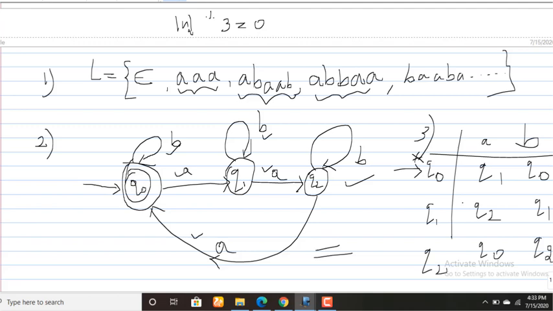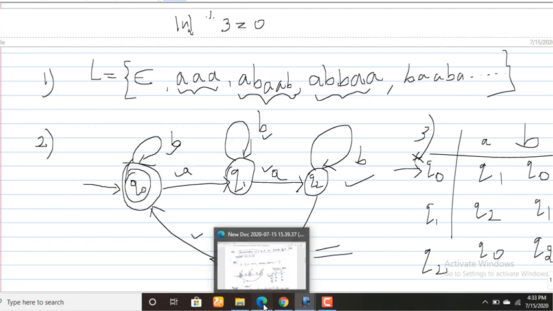Okay, so this is the transition table. Next I will take one of the strings as an example and work out on this string. Okay, so this problem is over.